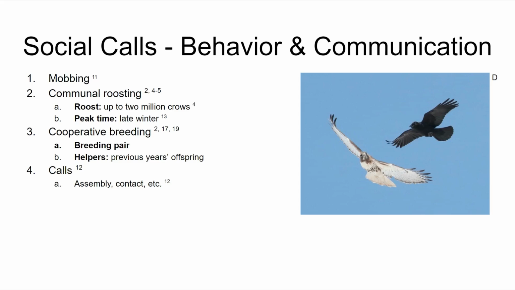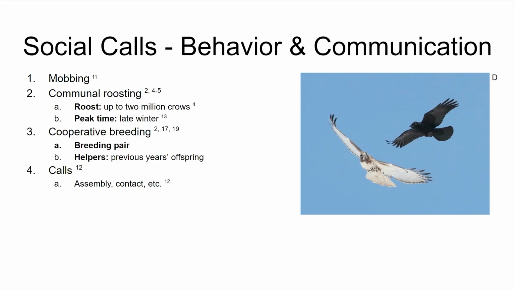Second one is communal roosting. Communal roosting is where multiple animals, in this case crows, gather and stick around one another for a prolonged time. A roost's numbers range from a few hundred to 2 million crows. In late winter, crow numbers peak at a communal roost.